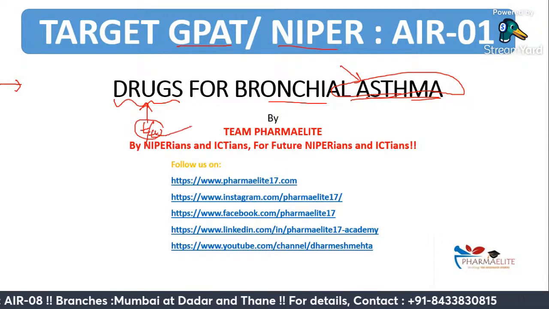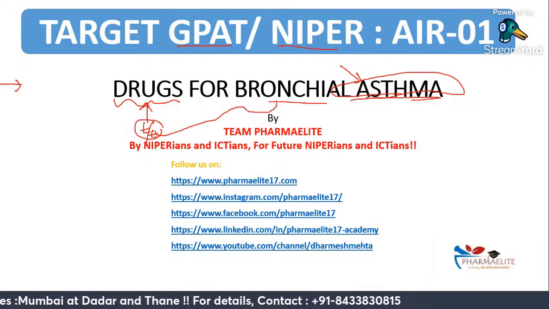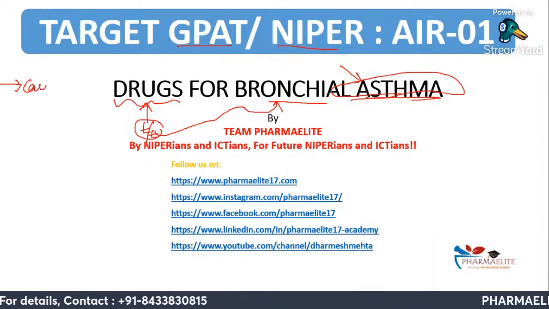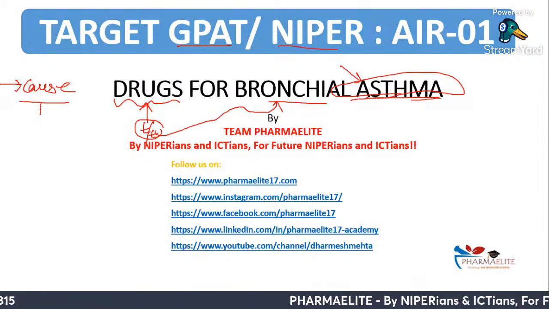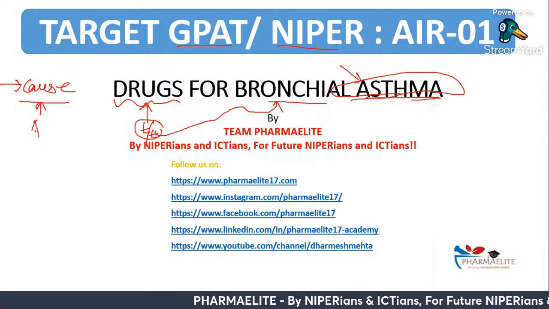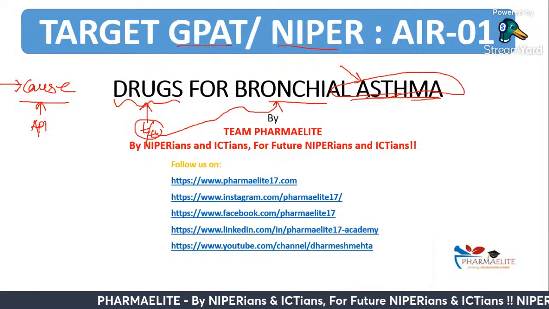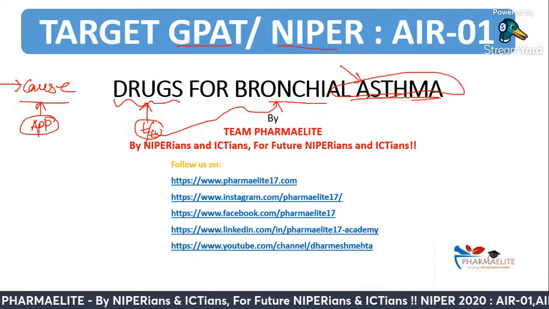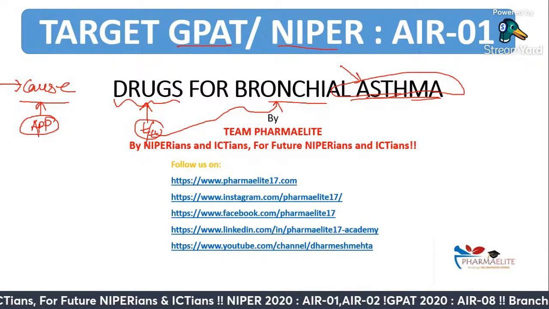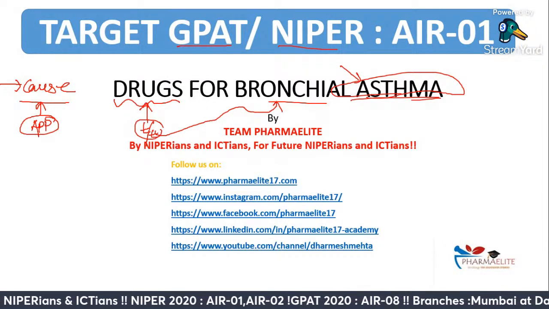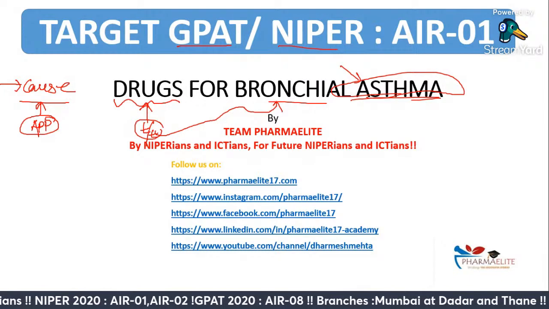So before trying to understand the different drugs used for treatment of asthma, we should first know the cause of asthma. Asthma hota kyun hai? If you remember, the cause of asthma, you have all primarily read in anatomy, pathology, pathophysiology. In APP we studied bronchial asthma as a disease separately. Does everyone agree? Maybe in semester 1, 2 or 3, depending upon the universities, this might differ.